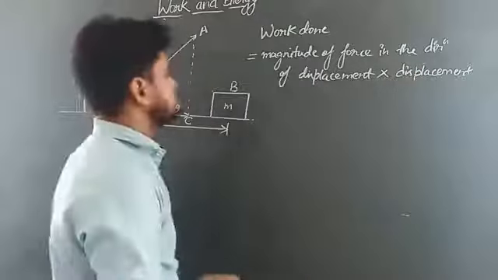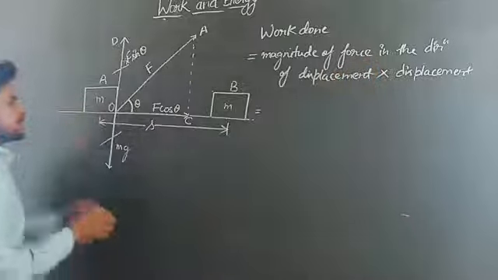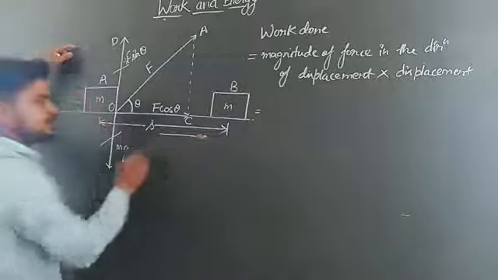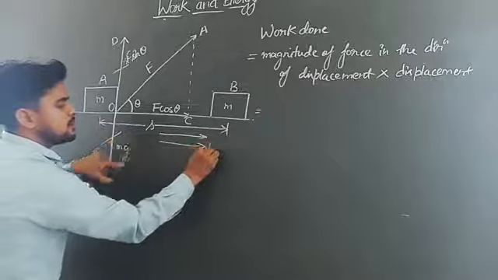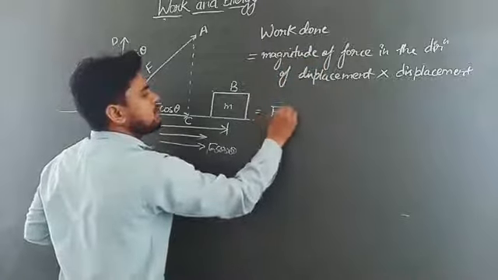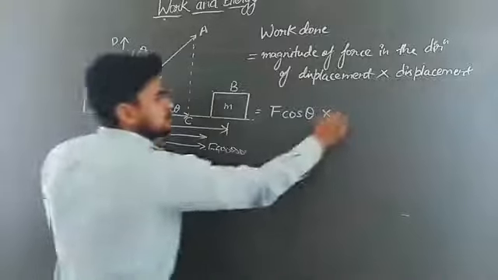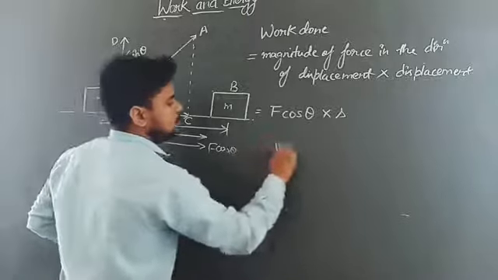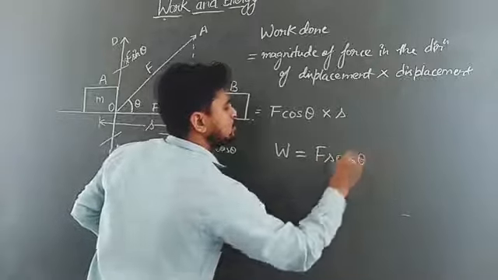Okay, students. Now let us see here. Magnitude of force in the direction of displacement. So from this figure, it is clear that this is the direction of displacement, and the magnitude of force which is in this direction is F cos theta. So in place of magnitude of force, we can write F cos theta into displacement S. So here we have work done W equal to F S cos theta.